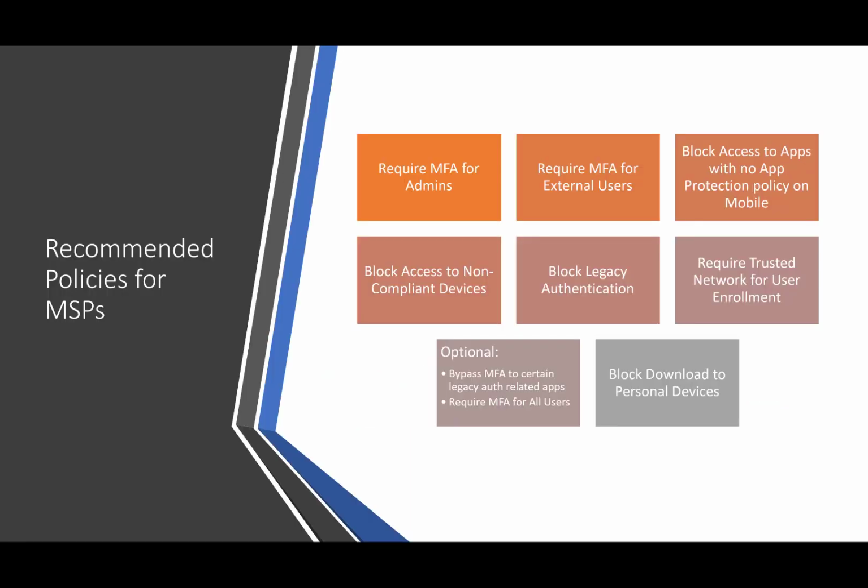So these are the policies that I'll be going through and creating as part of the demo today, but these are the ones that I've identified as probably the most common that you guys will run across in your space from the SMB perspective. And these include things like requiring MFA for admins, requiring MFA for external users, blocking access to apps with no protection policy on mobile, blocking access to non-compliant devices, blocking legacy auth, requiring trusted network for user enrollment, and blocking download to personal devices.